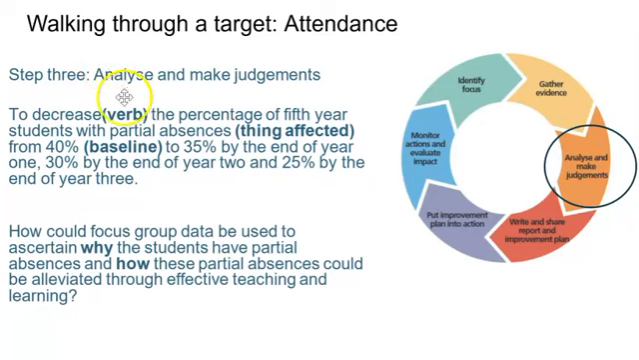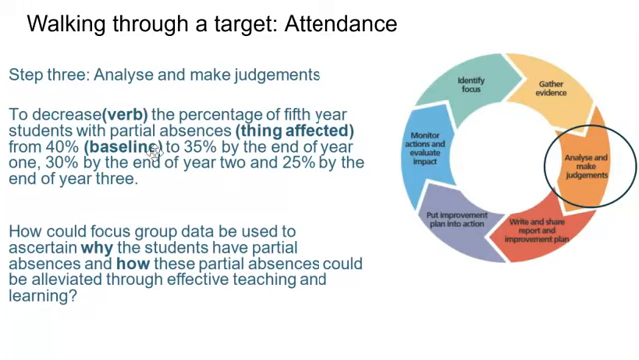Step 3, analyze and make judgments. So this is step 3 of our 6-step process, analyze and make judgments. So we started with a part of a SMART target in the first video, and we keep adding on to it until it's completely SMART by the end. So we started with to decrease the percentage of 5th year students with partial absences from 40%. So to decrease was the verb. 5th year students with partial absences was the thing affected, and 40% was the baseline.